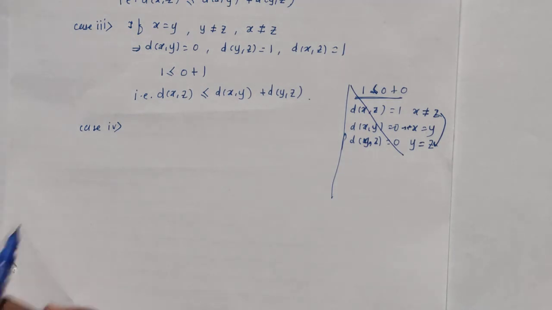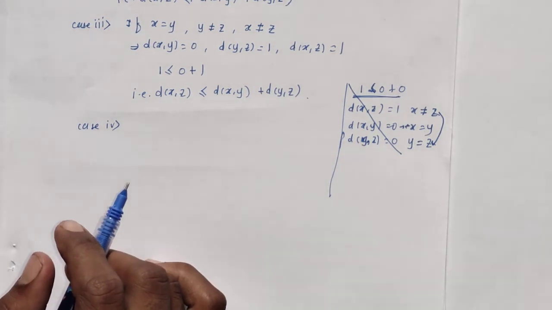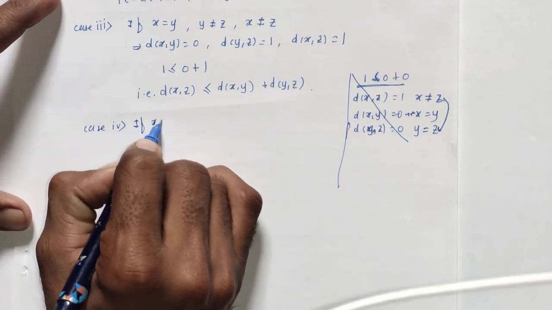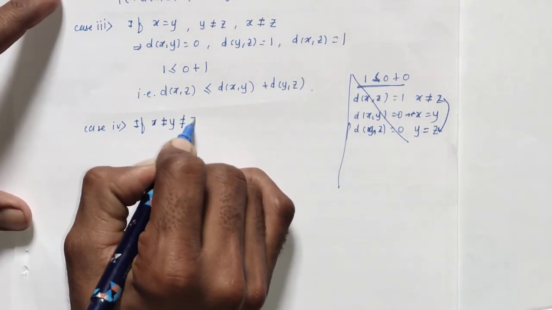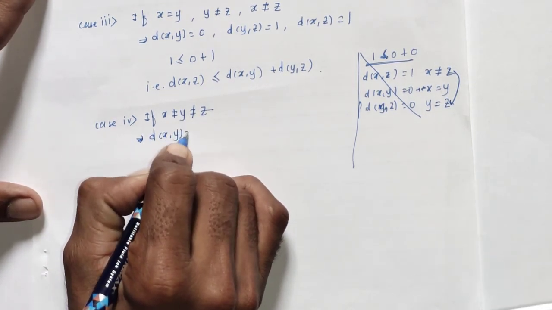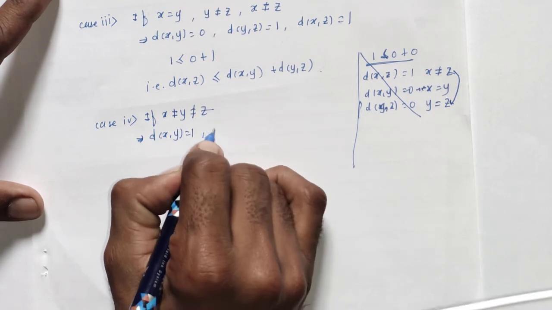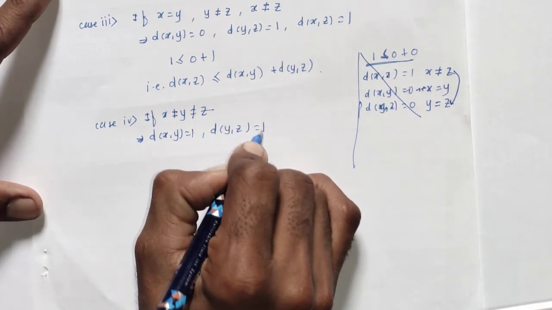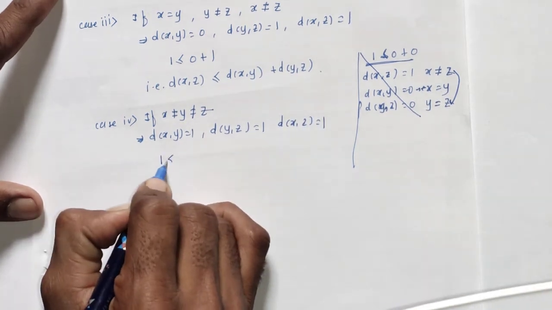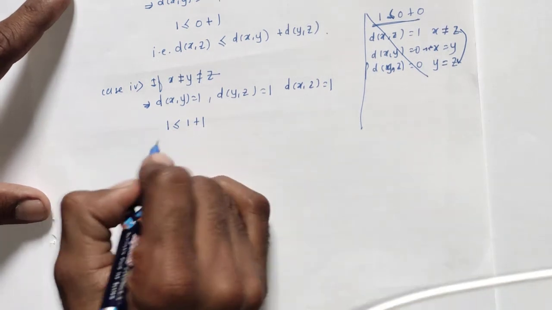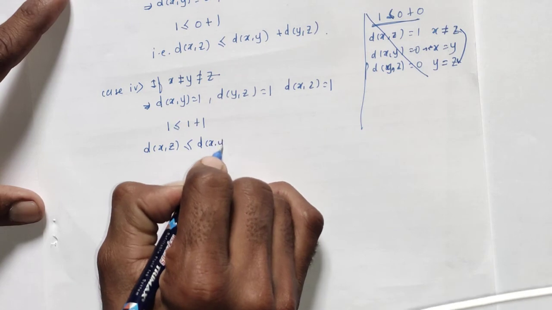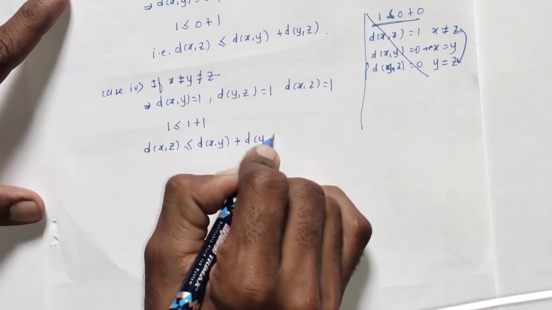Now the fourth case: if x is not equal to y, which is not equal to z. Now if x is not equal to y, that gives us distance of x and y is equal to 1. Similarly y is not equal to z, so distance of y and z is equal to 1, and distance of x and z is again equal to 1, and clearly 1 is less than or equal to 1 plus 1, since 1 is less than 2, that is distance of xz is less than or equal to distance of xy plus distance of yz.